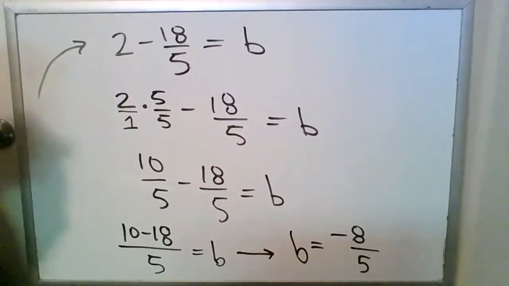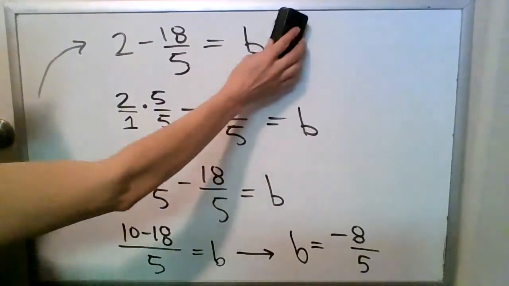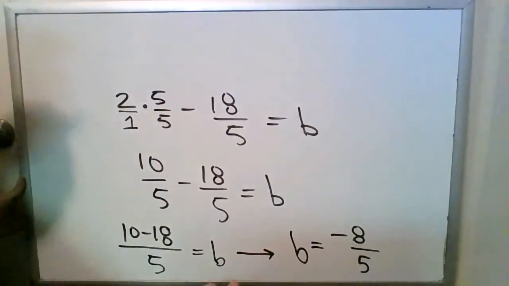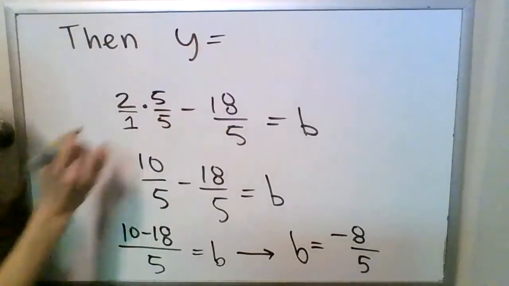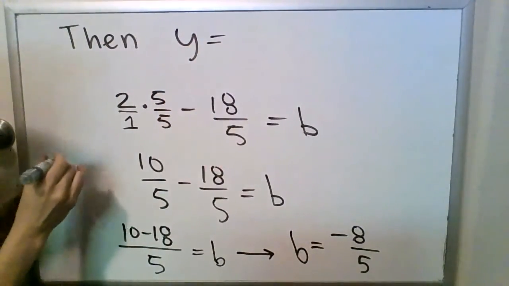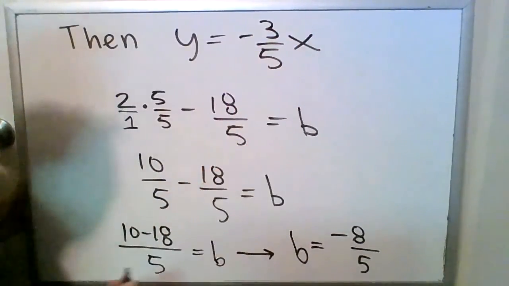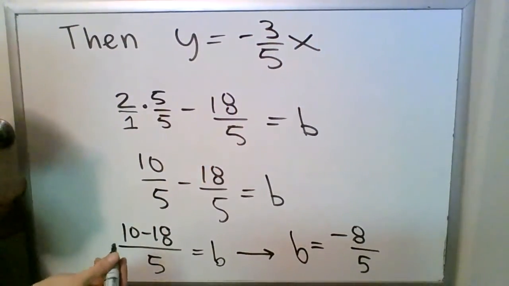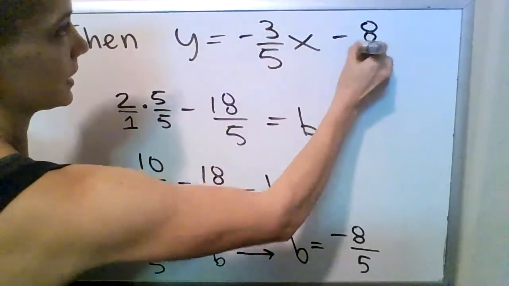And you finish the problem with y equals mx plus b, where you write down your values for m and b. My slope was negative 3/5. And we're going to add negative 8/5. So it's written like y equals negative 3/5 x minus 8/5.